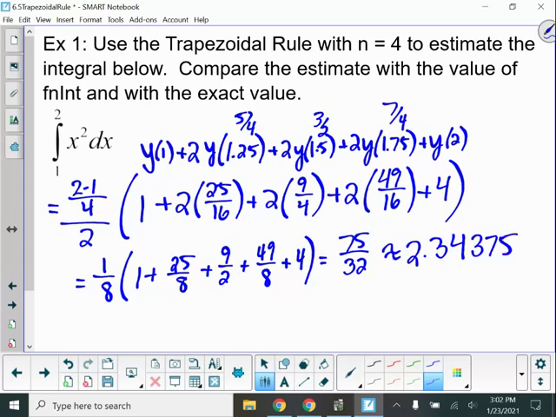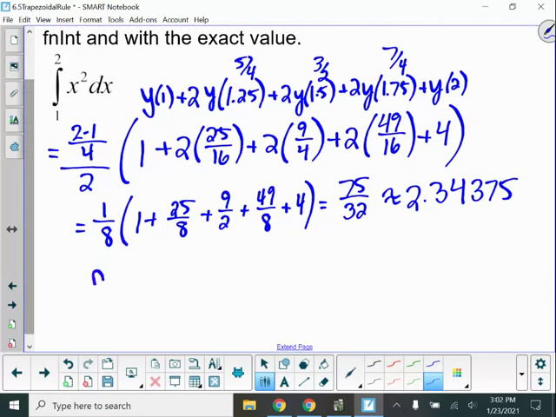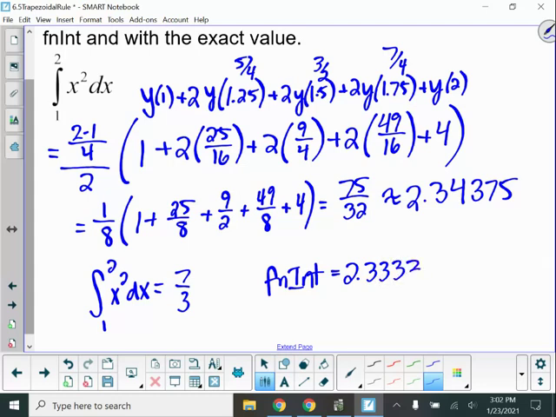So if we compare that to the actual integral value, the actual integral from 1 to 2 of x squared dx is 7/3, which is 2.3 repeating. If we do the fnInt, that is equal to 2.33333. So again, you get the idea that the decimal is repeating even though it's not exact like it is for the integral value, but all of those are very, very close together.